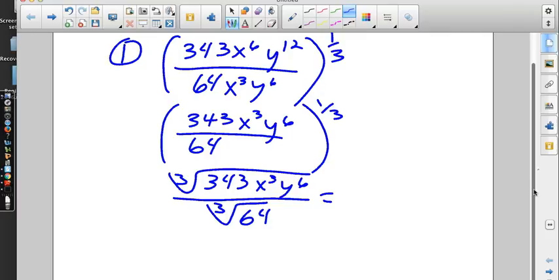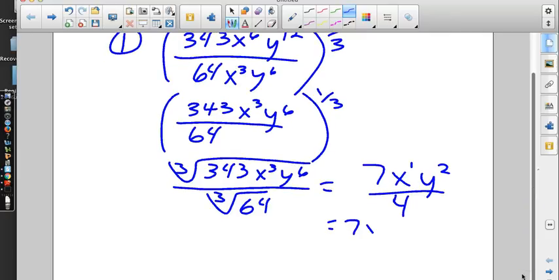x to the 3rd, y to the 6. Okay, hang on though. It's not x to the 3rd if we take the cube root. What do you do with this and this? Yeah, you divide. So 3 divided by 3, x to the 1st. How about the y to the 6? y squared. 6 divided by 3 is 2. Cube root of 64? 4. And then for our final answer, we just wouldn't put that 1 up there for x to the 1st. We know we don't need that, so we just make it 7xy squared over 4.